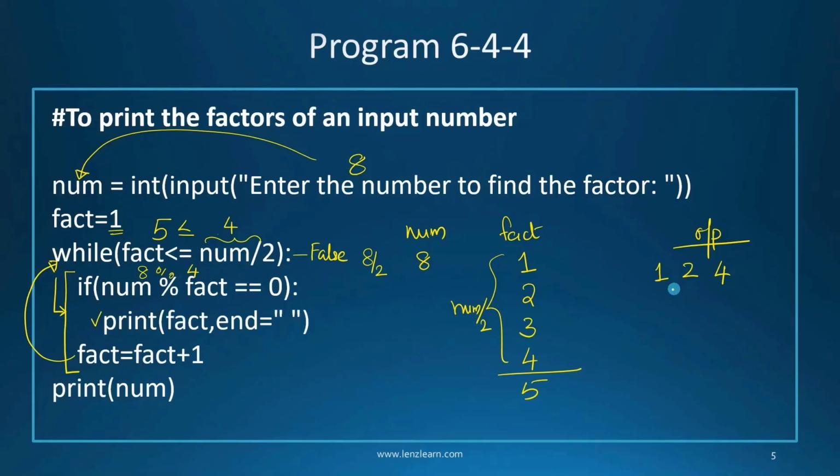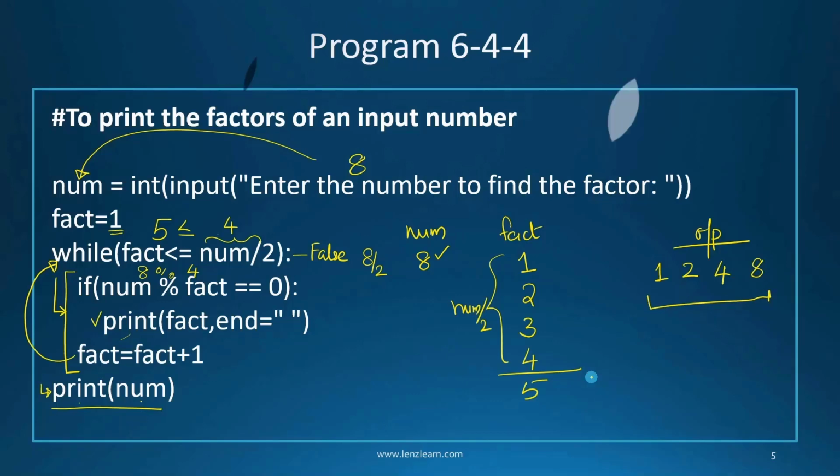Now you see I have printed 1, 2 and 4 as the factors, but 8 is missing here. So to print 8, I have the last print statement. Once the while loop is finished, I will come out of the while loop and execute this line. So it will print num. What is the value of num? 8. So that will also be printed. Now I have the factors of 8.